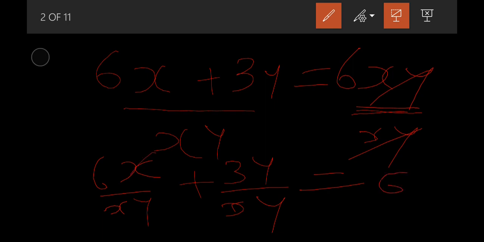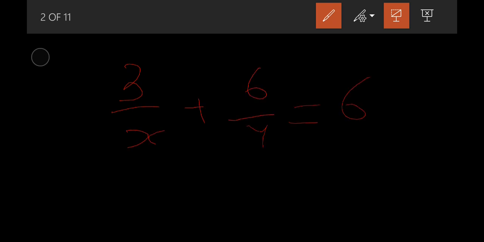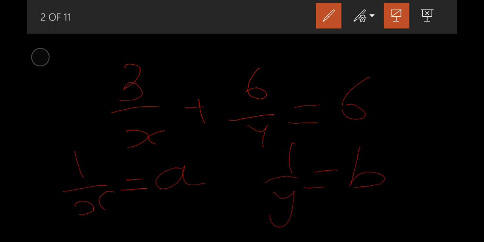Here you can see that x will be cancelled and y will be cancelled. Then the remaining part, what will it be? It will be 3 by x plus 6 by y is equal to 6. Now we know how to reduce it to a linear equation. For that we assume 1 over x is equal to a, or any other variable, and 1 over y is equal to b. And putting these in this equation, we can find a linear equation.